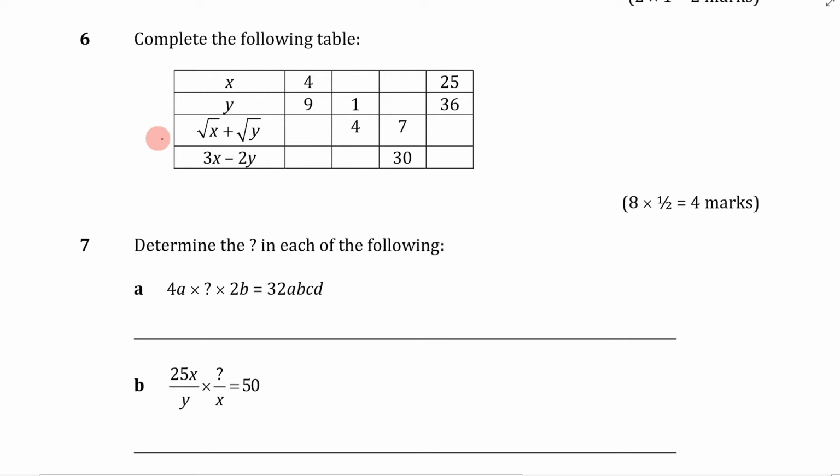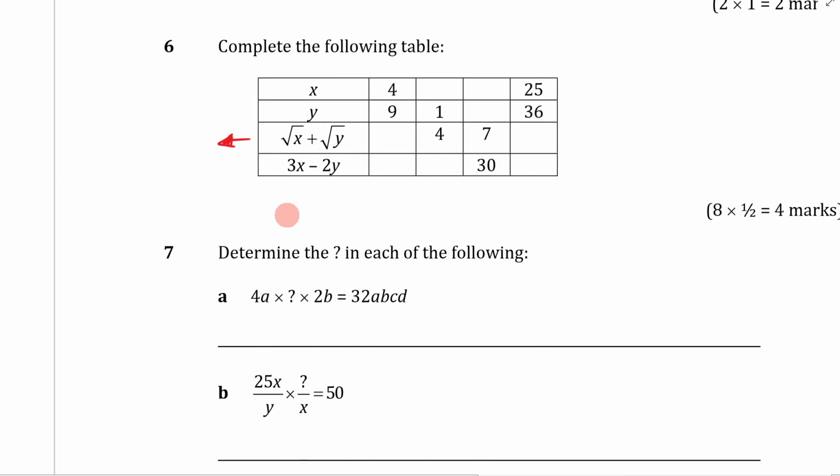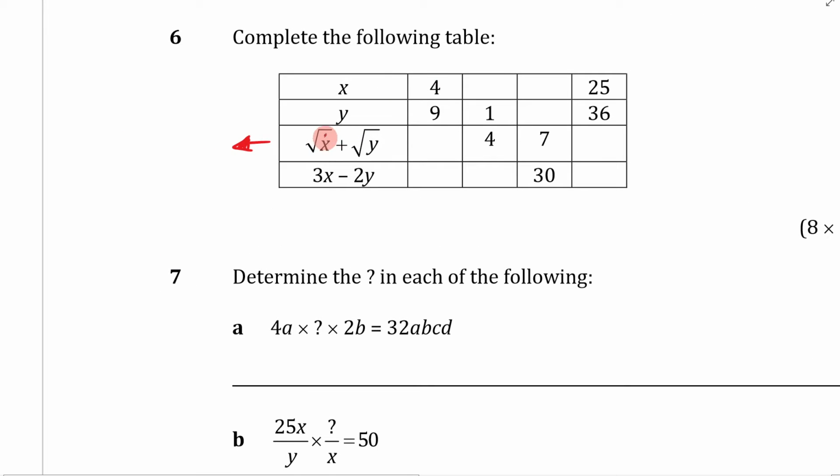Well, what this is saying, what is this saying? This is saying that if I put a 4 here and a 9 there, what will my answer be? So the square root of 4 plus the square root of 9, that's 2 plus 3. It's going to be 5. So 5 will live there.